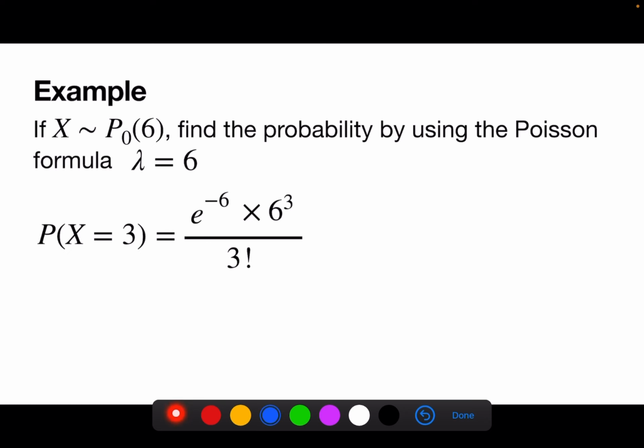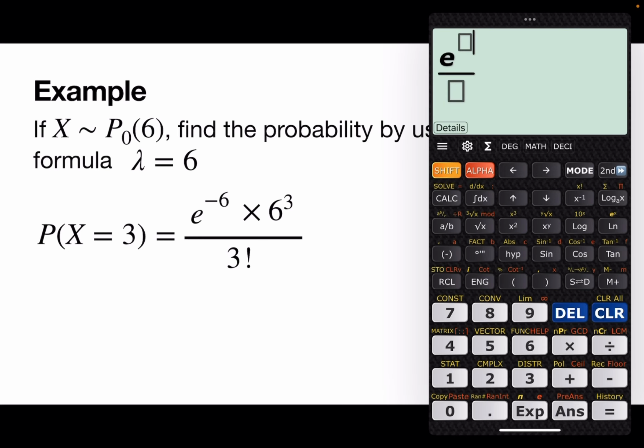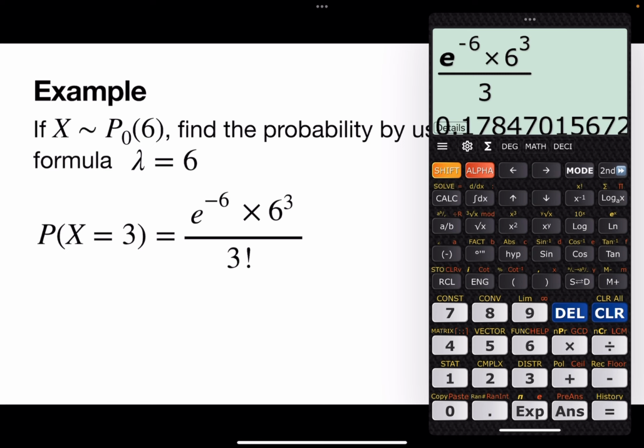So you need to memorize the formula. It is only for x equals x. Exponent negative lambda, lambda to the power of x, divided by x factorial. How to press this on the calculator? I'm going to use shift, so shift ln. I'm going to get exponent to the power of negative 6, times 6 to the power of 3, divided by 3 factorial. Where is the factorial, people? Here, right? X to the power of negative 1. There is the yellow font there, x factorial. Did you find it? On top of your x to the power of negative 1.